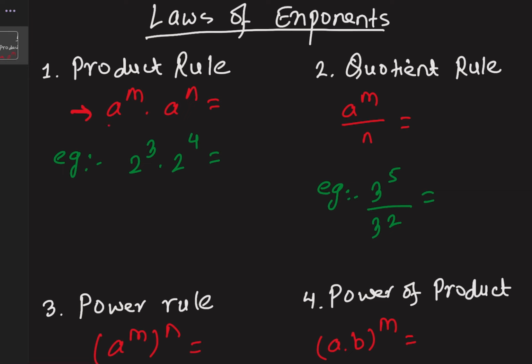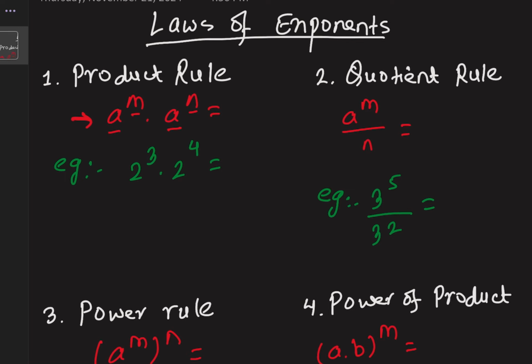So here we have the same base a, and we have two different powers m and n. If two powers have the same base, we can simply add their powers, or we can write this as a to the power m plus n, since they have the same base a. For example, 2 to the power 3 times 2 to the power 4. Since they have the same base 2 here, we can just write 2 and simply add their powers as 3 plus 4. This is the first rule.